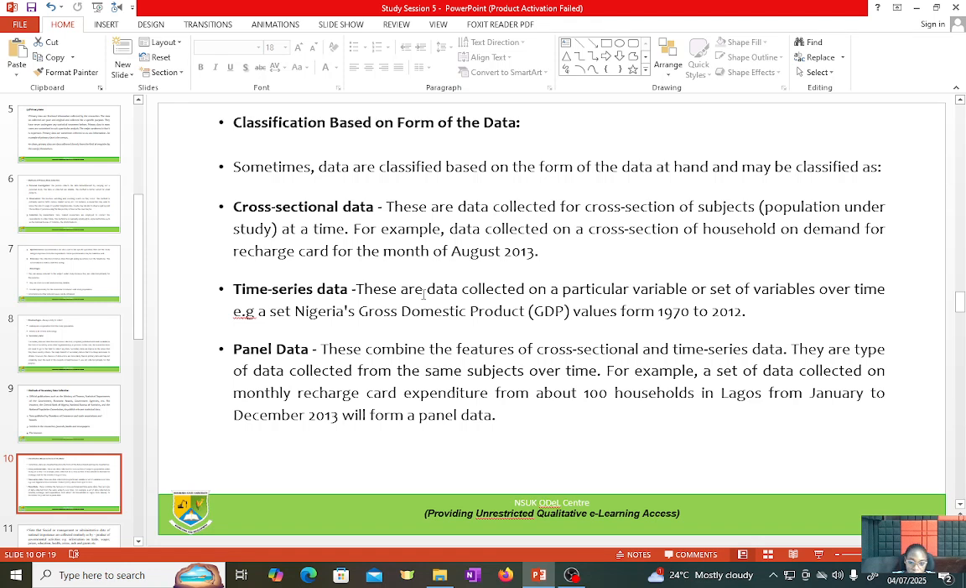Panel data. This combines the features of cross-sectional and time series data. They are the type of data collected from the same subject over time. For example, a set of data collected on monthly recharge card expenditure from 100 households in Lagos from January to December 2013 will form a panel data.